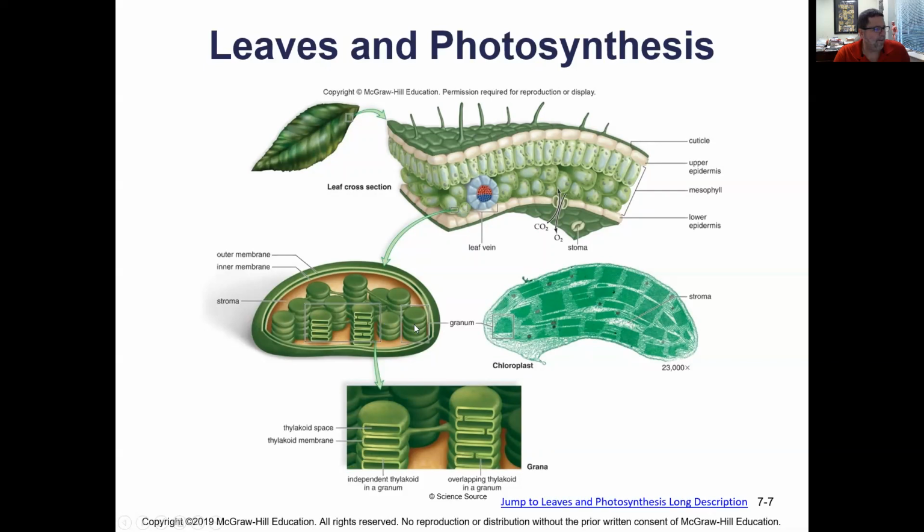Okay. And then we'll see that, actually, sorry, I didn't know that I hit the wrong thing there. You can also see there's the thylakoid space inside the thylakoid membranes, right? And they overlap and they have openings that allow. This is an electron microscope at 23,000 power. And then we've got a drawing there on the side.